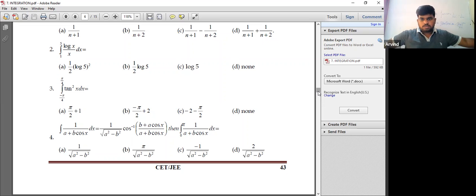Anyone got the answer? Integration of tan square x. No one? Okay, we'll do that.